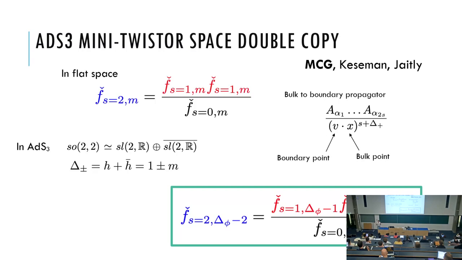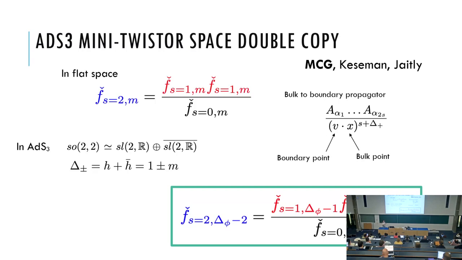So now what's the double copy proposal? In flat space, we had a simple version of it, which just says that the square of these functions divided by the scalar will give you the gravitational one. So 2 spin 1 divided by spin 0 gives you spin 2. You take the masses to be the same.